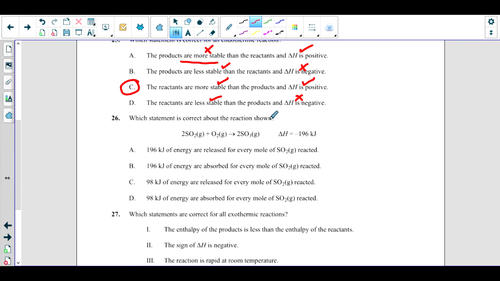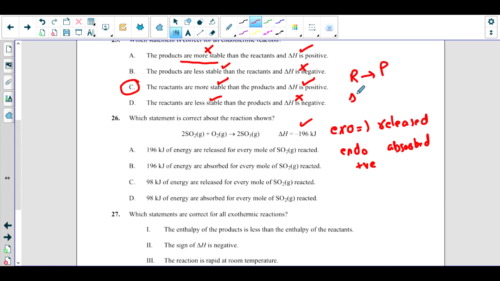Which statement is correct about the reaction below? We have an equation, and the delta H value is given. How to solve such questions? First look at the equation carefully. The delta H sign is very important. The sign is negative. A negative value tells you that this is an exothermic process. Exothermic means energy will be released. If it's endothermic, energy is absorbed, and the sign is positive because reactants become products. Delta H is product minus reactant. If the product value is bigger, the answer is always positive. If it is less, the answer will always be negative.